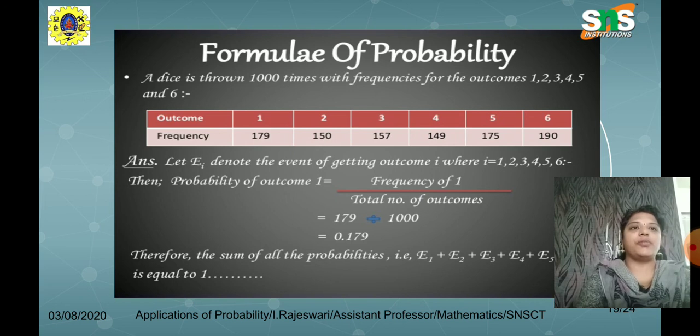Next, we are going to see the formula of probability. A dice is thrown 1000 times with a frequency for the outcomes 1, 2, 3, 4, 5 and 6. First row is the outcome, the possibilities 1 to 6. Frequencies are given. Now we will see how to calculate the probability. Let E_i denote the event of getting outcome i, where i is 1 to 6. We know the formula: probability is frequency of 1 by total number of outcomes, 179 by 1000, you will get 0.179. Therefore, the sum of all the probabilities E1, E2, and so on, we have to find. Definitely when you add all these, you will get the answer to be 1.